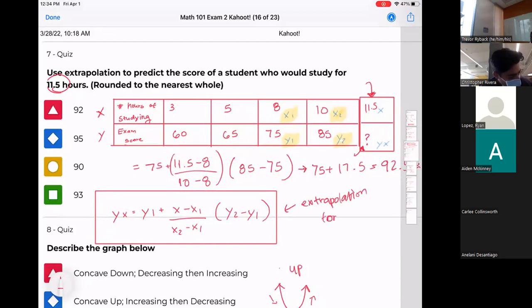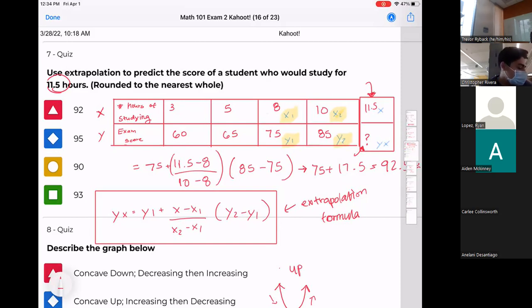So to solve for that, I'm going to use my handy dandy extrapolation formula. Honestly, if you just memorize all these formulas on flashcards, you should be good. That's what I did when I was in math, and that's gonna help you pass all your exams. But the key about remembering these formulas is knowing what to plug in and where to plug it in.